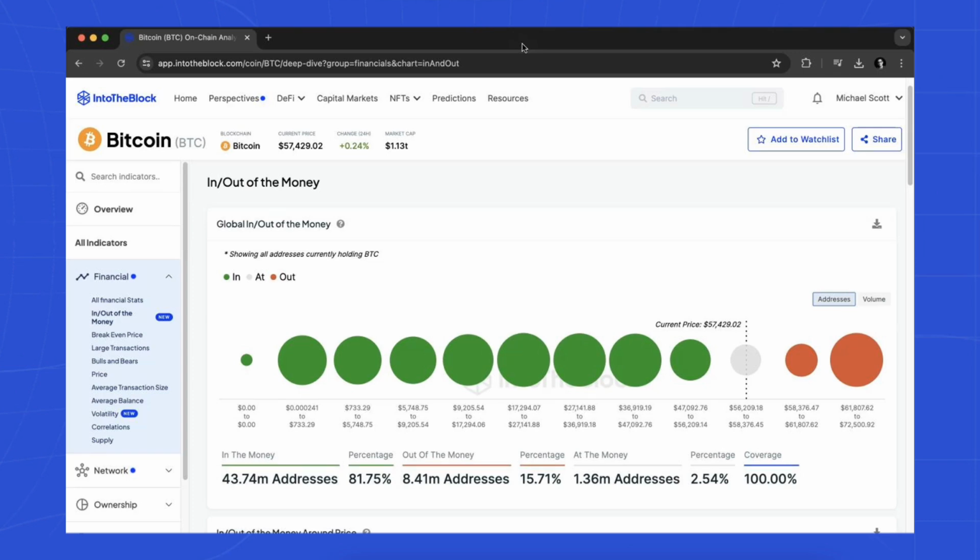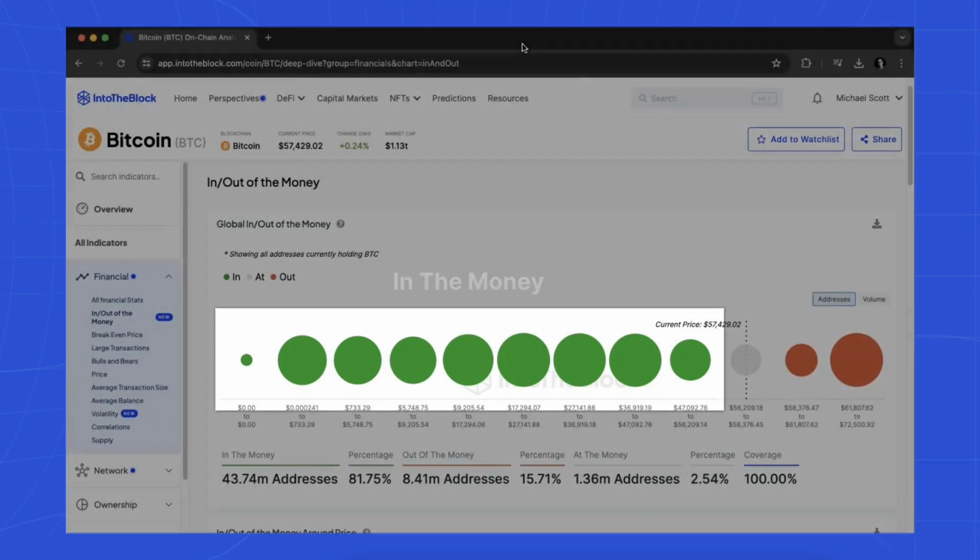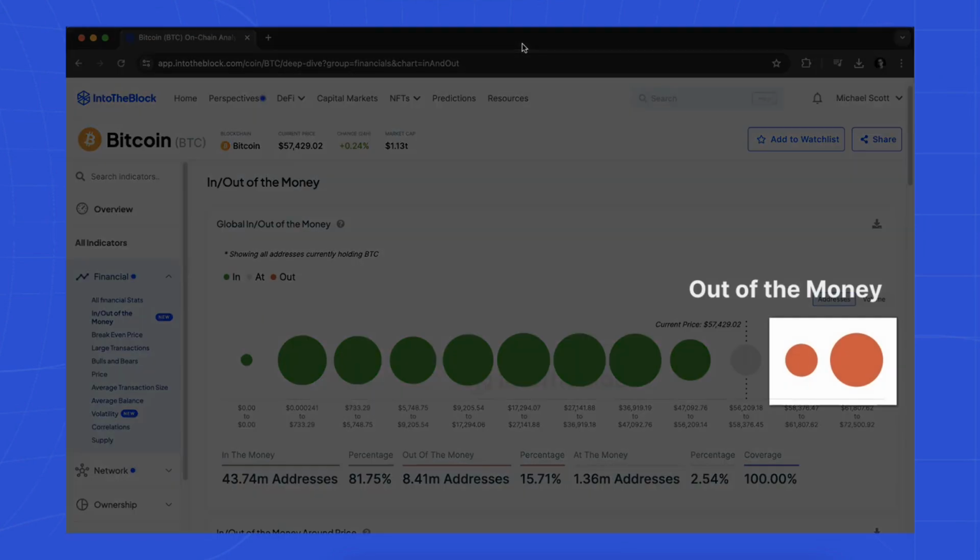For example, a large green bubble represents an area where lots of holders historically bought and who are now in profit. Such a level can indicate a demand area in case prices drop. Red bubbles represent addresses that are out of the money, meaning the current price is lower than the price at which they bought. This will have high selling pressure, since many of these addresses will look to sell once the market price reaches their average cost and break even on their positions.